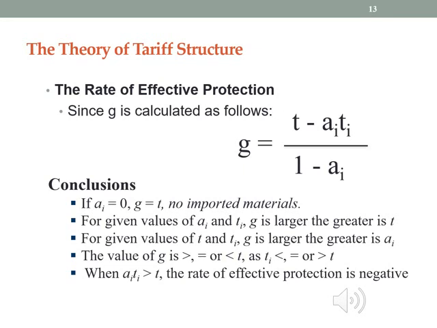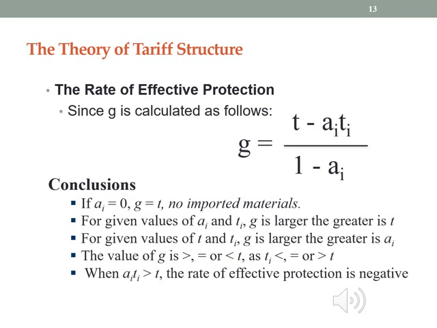Fourth, the value of the effective rate of protection G would be higher than, equal to, or smaller than the nominal tariff rate on the final commodity T, as the nominal tariff rate on the imported inputs TI is smaller than, equal to, or larger than the nominal tariff rate on the final product T. These are the 4 cases that we have already seen in our previous examples.